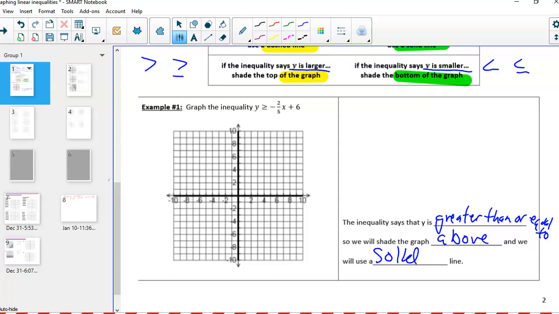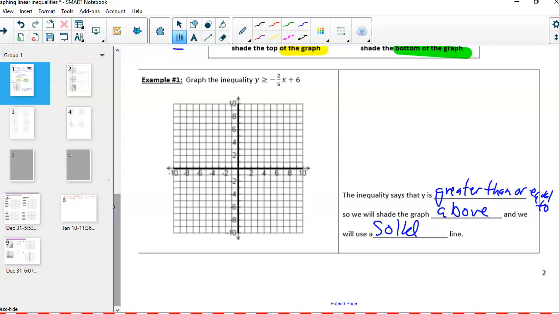Eventually these words will go away, but these will be the questions you're asking yourself. What direction is the inequality? What does that mean for your line? What type of line will you have? What direction will you be shading? So now let's graph this like we normally would.